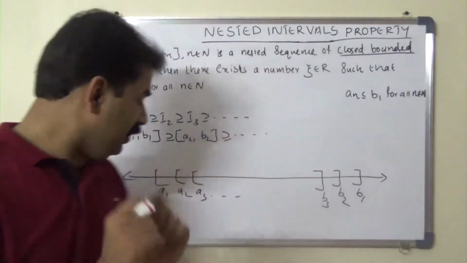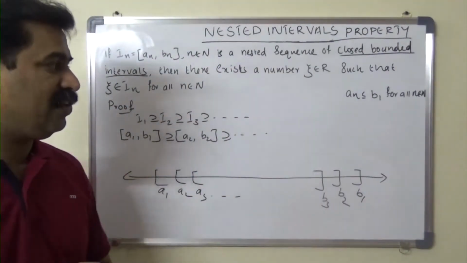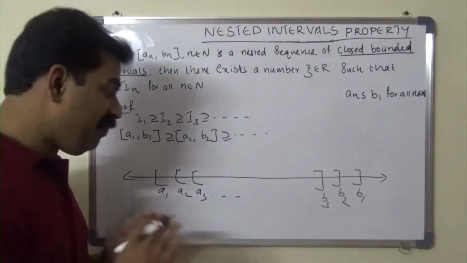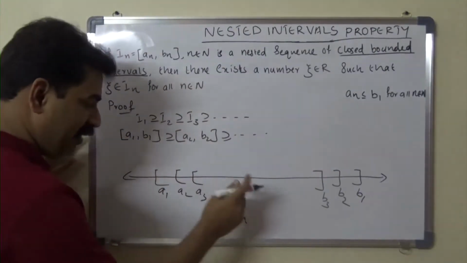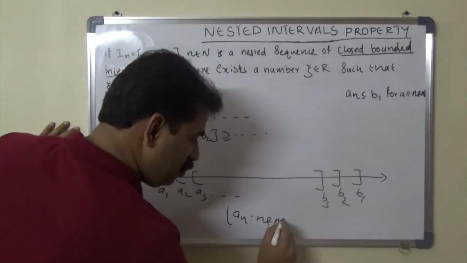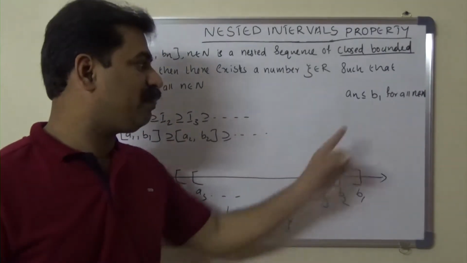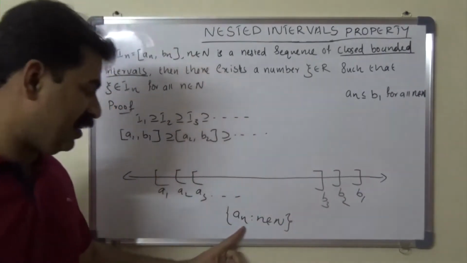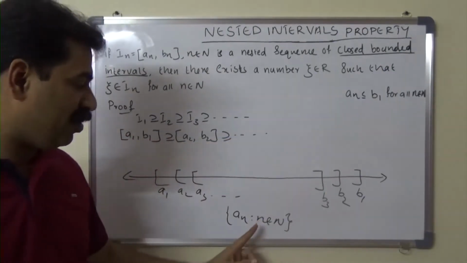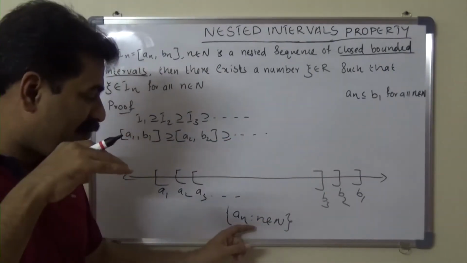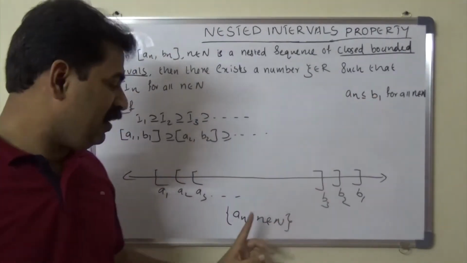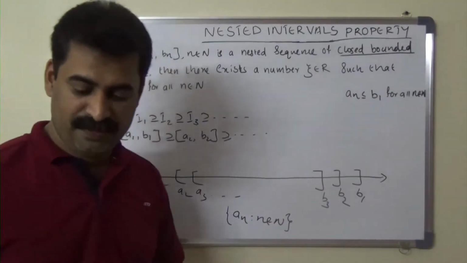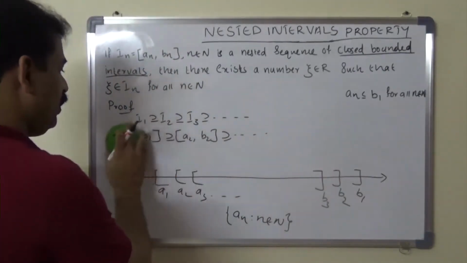That means each an is less than or equal to b1. Clear? If we take the set of all an such that n belongs to N, then we can say that b1 is an upper bound of this collection, because every element in this collection is less than or equal to b1. Clear? So b1 is an upper bound of this collection.